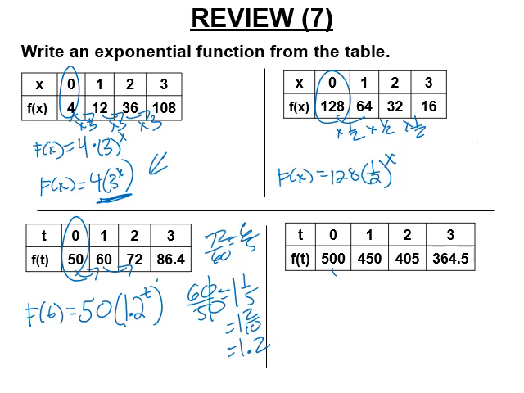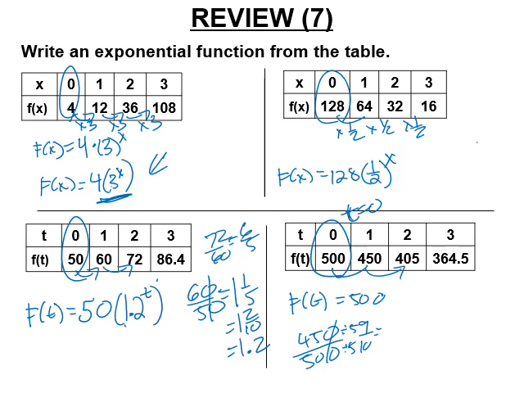This one is decreasing. All right, so it's f of t equals 500, where t equals 0 is our y-intercept. And we're going down, so it's 450 divided by 500. So it's 45/50ths, divided by 5, and you get 9/10 or 0.9. So this is 0.9 to the t.